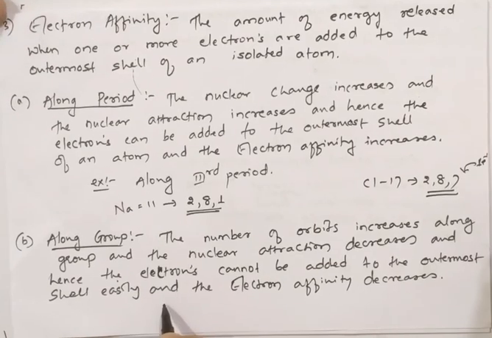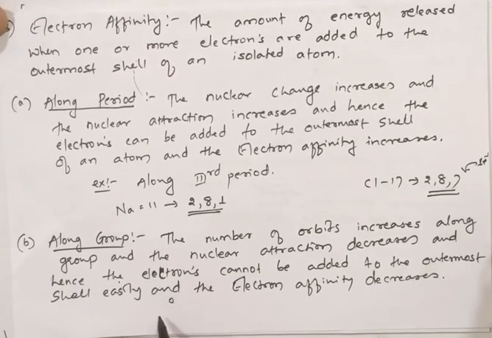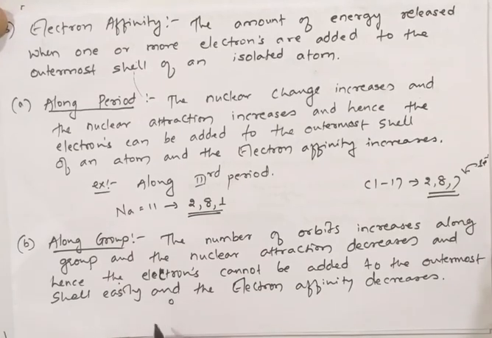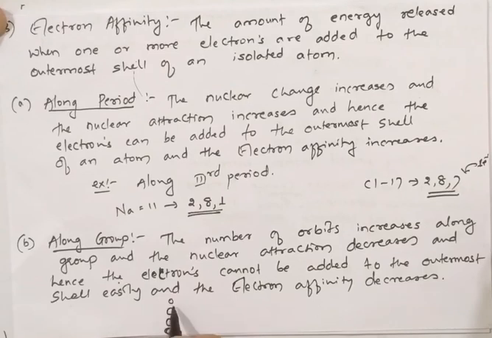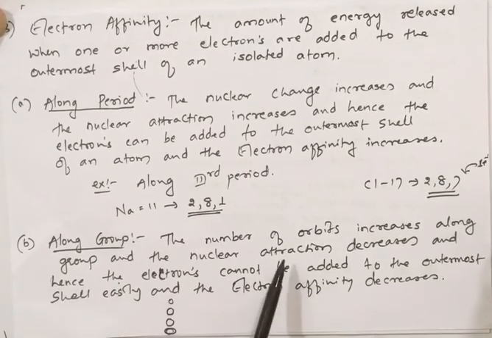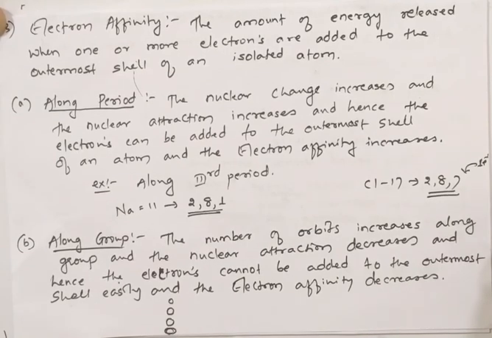Because as we move down the group, suppose this is the first atom in a group, then as we move down the group, the size of atom goes on increasing or no? Size of atom increases, correct? If size of atom increases, then the nuclear attraction decreases. If the attraction is decreasing, the atom will not accept electron if that nuclear attraction is less, correct or no? So if the atom is not accepting any electron easily, then it will not release energy, and due to which electron affinity decreases. Okay.